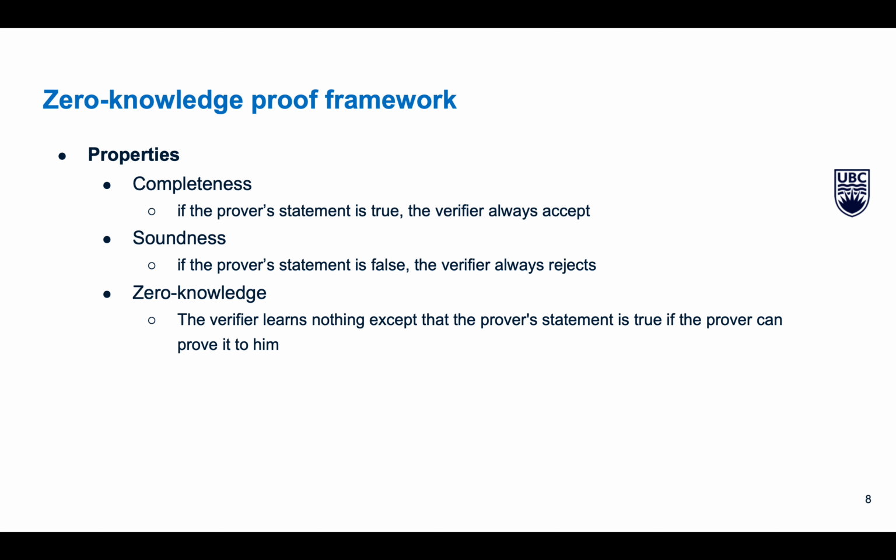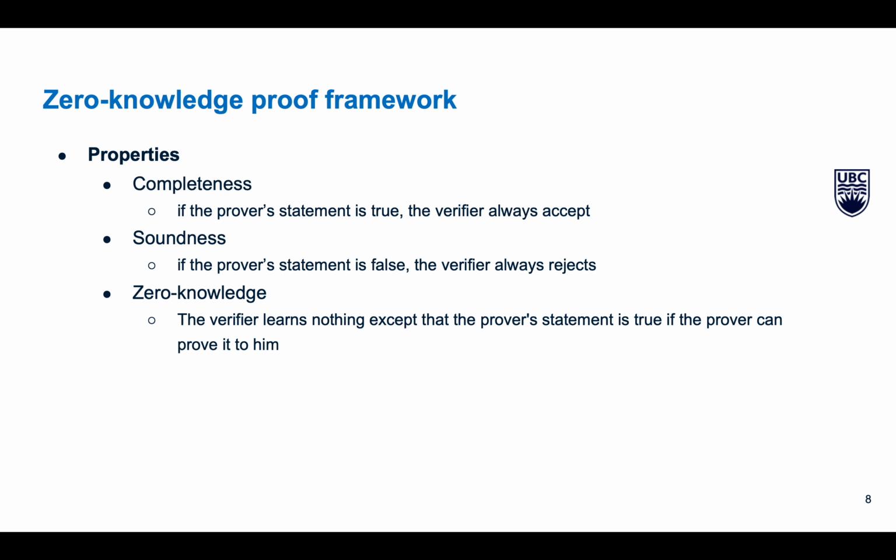And the framework has three properties: completeness, soundness, and zero-knowledge. Completeness property means that the verifier will always be convinced of the prover's true statements. In other words, if the prover can prove his statement is true, the verifier will always accept that proof. And soundness property means that the prover cannot convince the verifier that his false statement is actually true. In other words, if the prover's statement is false, the verifier will reject that generated proof.